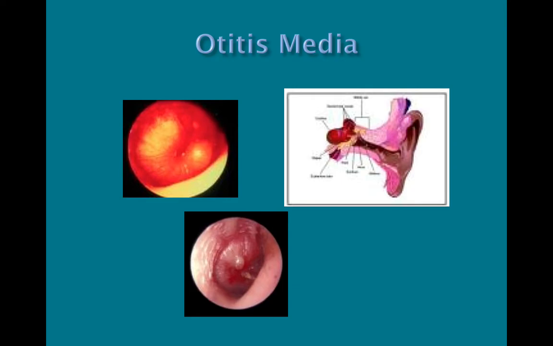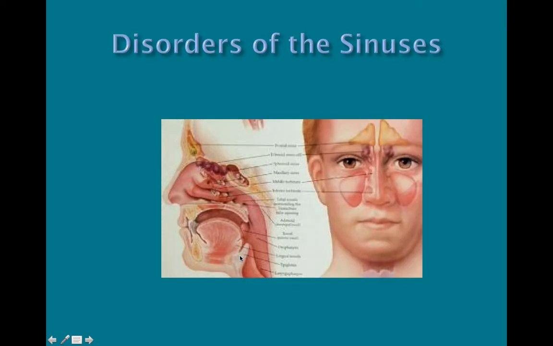Here is a couple of pictures of otitis media. You can see up here on the left, the picture is shiny. There's a lot of hypomobility, and the tympanic membrane itself is red and bulging. On the picture on the bottom, you can see that there is a lot of hypomobility in this eardrum, and it's retracted, and there is redness.